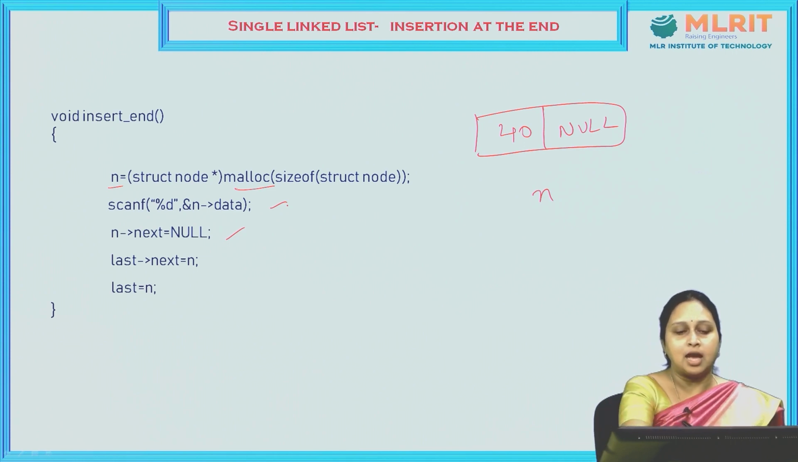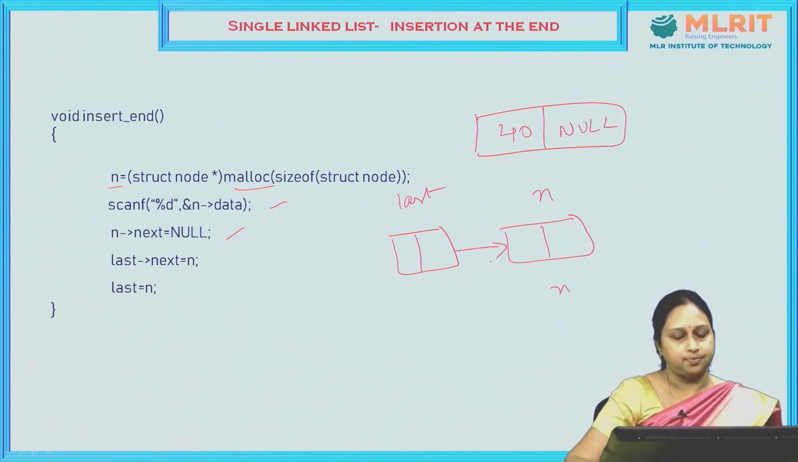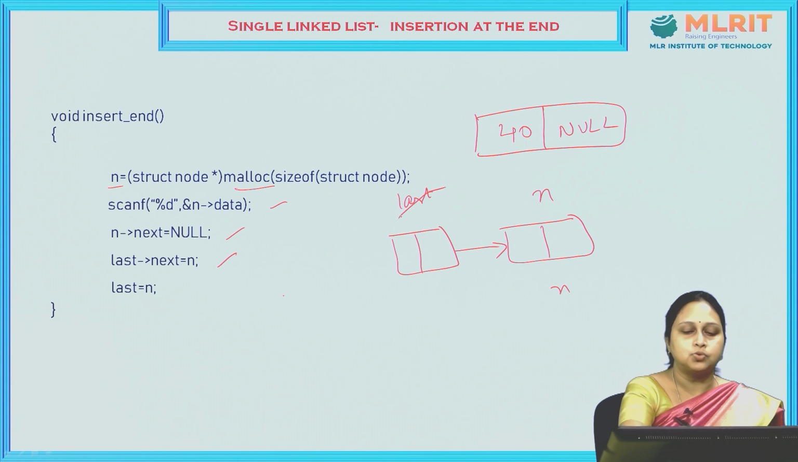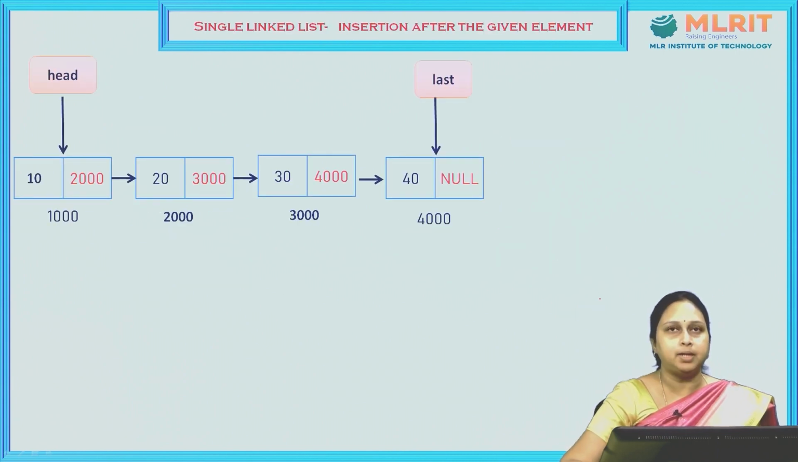And the last node we have seen has to be connected to the new node which we have created. This one is the last node and this is the new node which we have created. We need to make the link between these two. That means we are going to write the statement last arrow next equal to n, and at last we are going to make this node which we have inserted as a new node become the last node. This way we are going to implement the insertion at the end.